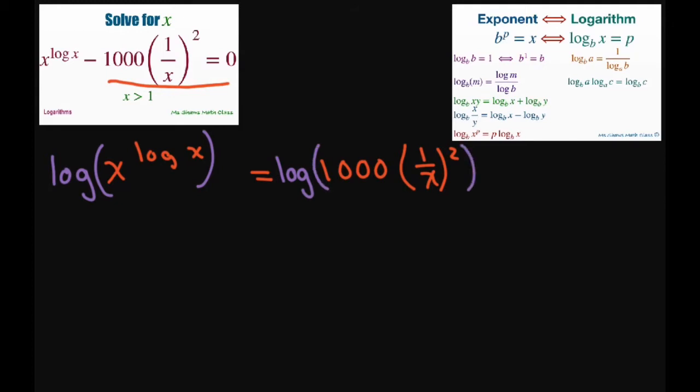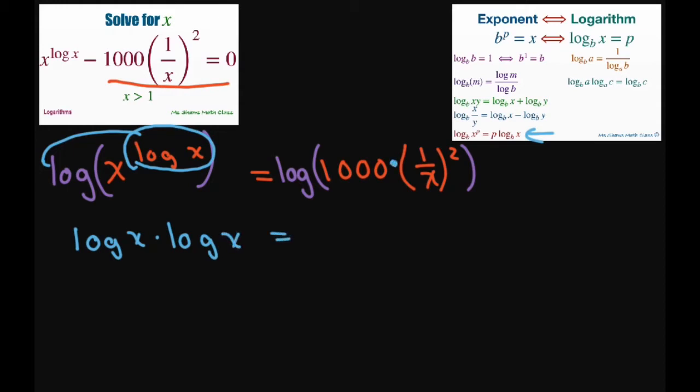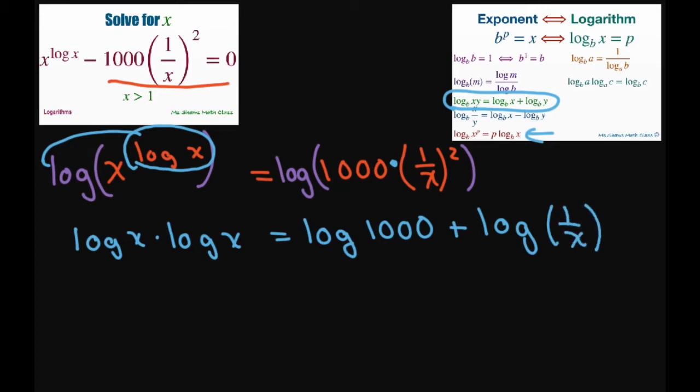All right. Now, using my power property, I can now move this log of x in front here. This is your power property right there. So this is going to give you log of x times log of x. Now on the right hand side of the equation, this is times. So what I'm going to do is use my product rule for logarithms and expand this as log of 1000 plus log of 1 divided by x squared.